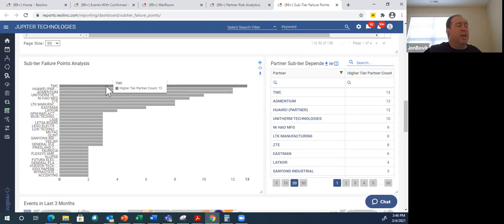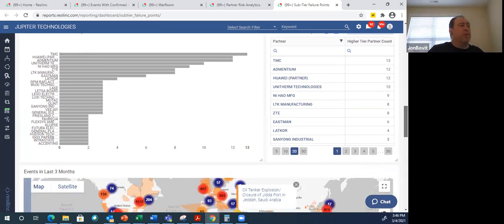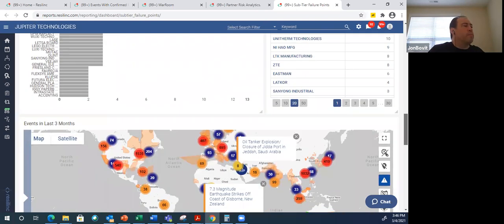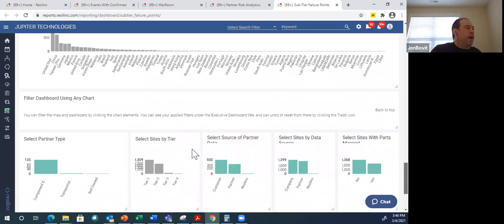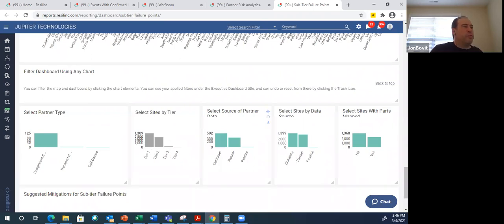So in other words, this supplier TMC is a supplier to me, but it's also a supplier to 13 other suppliers in the sub-tier. So if I was to lose this supplier, it would have a huge cascading effect on my business. So it's highlighting that I should take a look at these, again, prioritizing and illuminating the different supply areas. And then I could also see where my risk is. Again, obviously, I have a lot of suppliers in the United States, China, Taiwan, and Germany, and I can see how that rolls out. I can see them by tier and so forth.